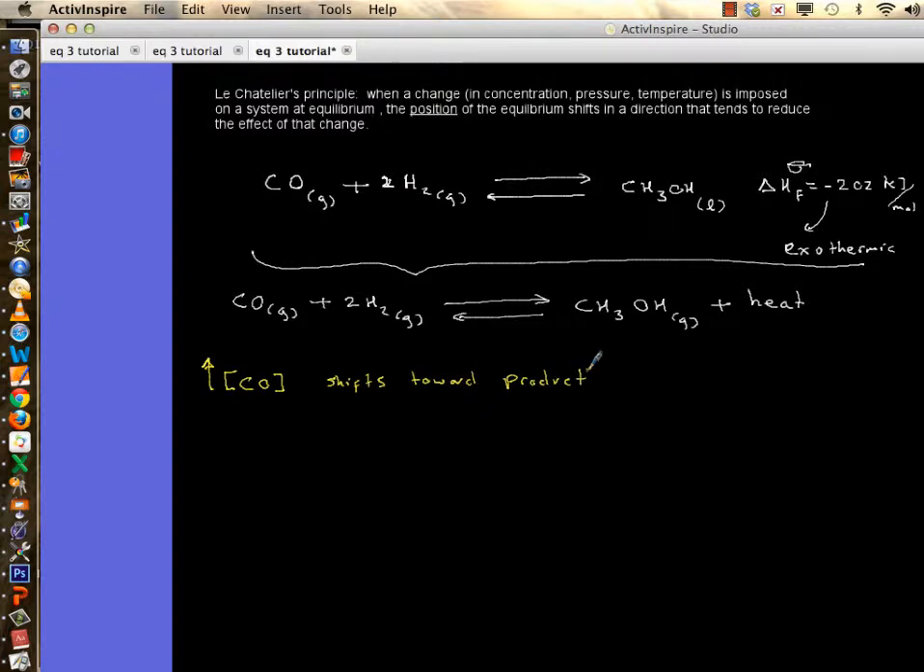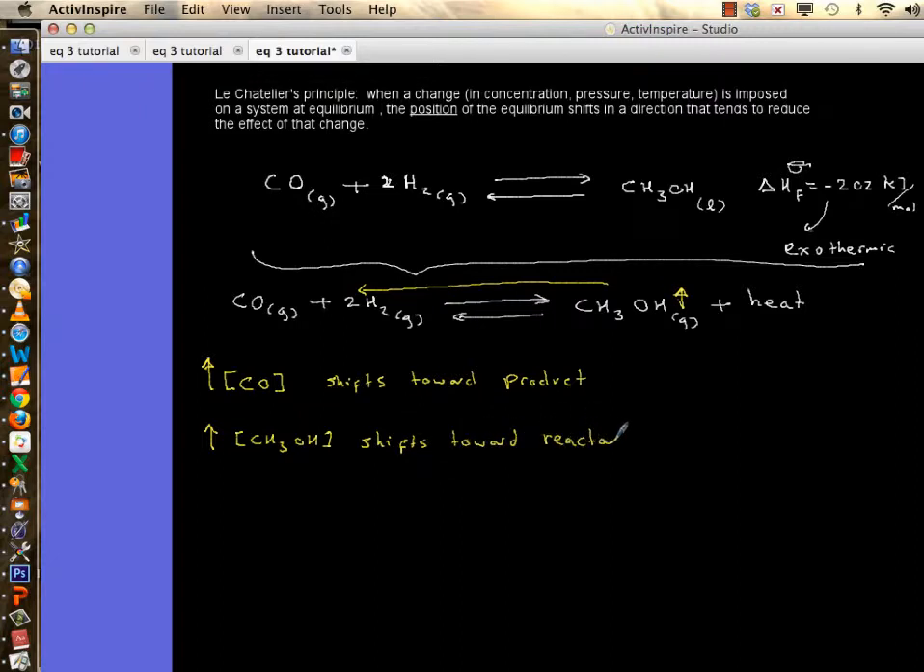What happens if I increase the concentration of methanol? In the case of methanol, CH3OH, if I increase that, if this value goes up, this time you will shift to the reactant side. So it shifts toward reactants.